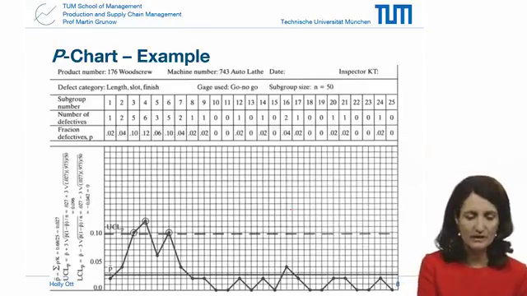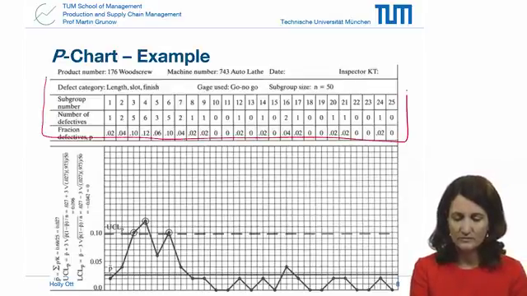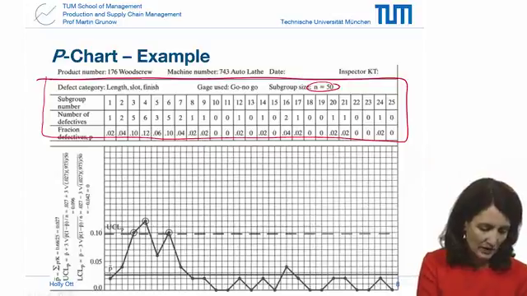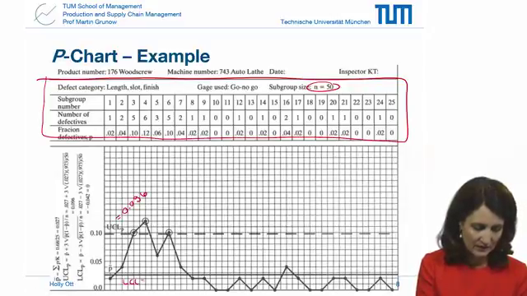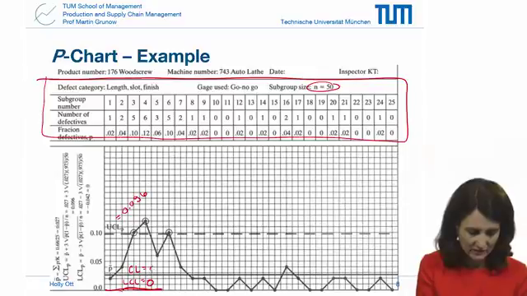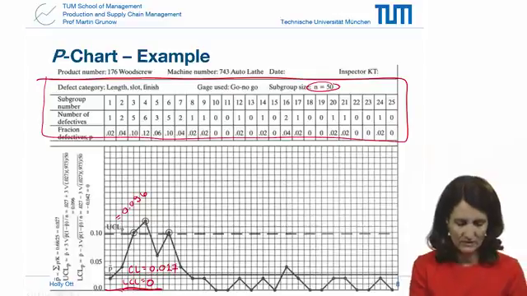So here's the data at the top again for the 25 different samples with n equals 50 for each sample. And here the UCL is equal to 0.096, and the LCL is equal to 0. The LCL here is equal to 0. And here is our center line equal to 0.027. So there's the center line, and there's the lower control limit.